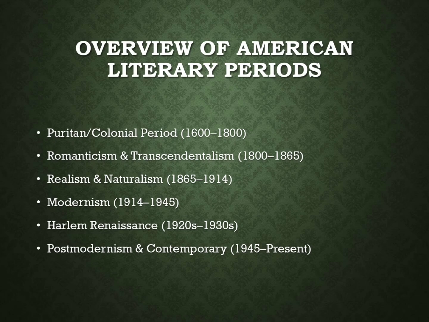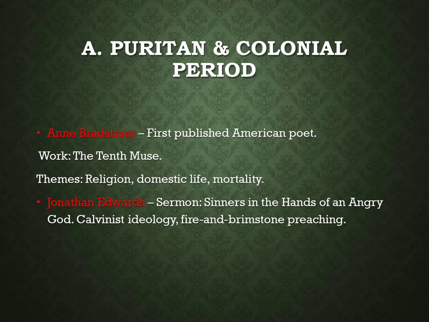Understanding these eras helps you to locate the writers within their philosophical and historical context. Now, coming back to the important writers, as I told you, the Puritan and colonial period was the first period of American literary history, and the earliest American writers were Puritans and settlers. Two key figures here are Anne Bradstreet and Jonathan Edwards, who are important from an exam point of view. That's why I'm discussing them.